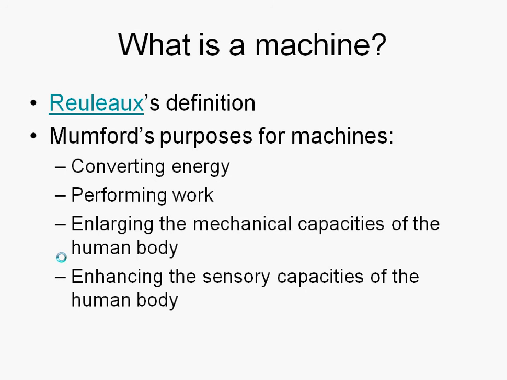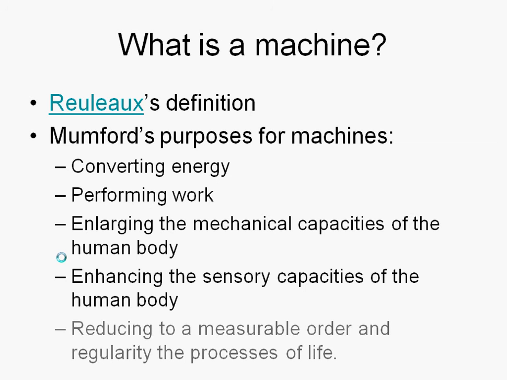And kind of in the same vein, enhancing the sensory capacities of the human body. Hearing aid would be an example of that. Eyeglasses, microscope, telescope would be examples of that. Then finally, reducing to a measurable order and regularity the processes of life. And the prime example there is the clock.